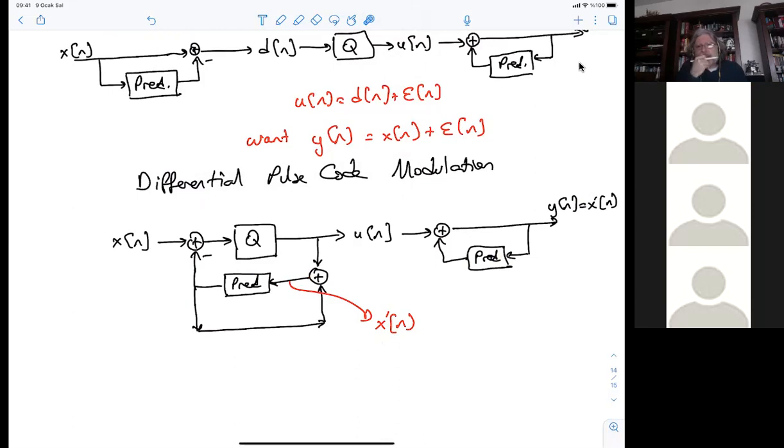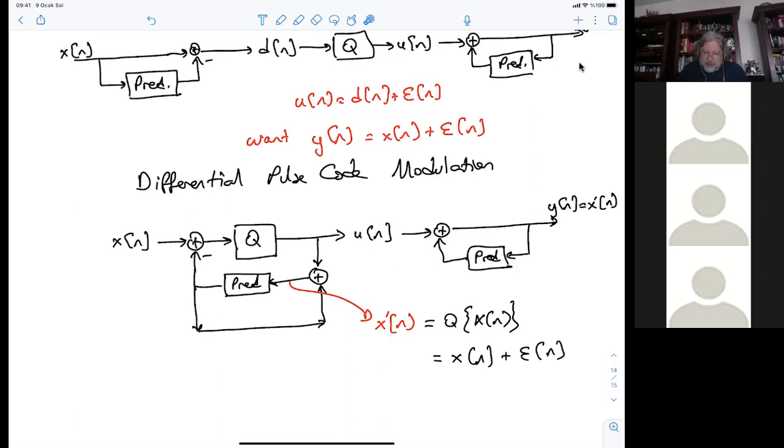So what does this make? It makes a quantized version of the input, quantized version of x of n, which is something like x of n plus a quantization error. And that quantization error is the quantization error that makes this. But that's what we already wanted. We wanted y of n to be equal to x of n plus the quantization error. So this overall scheme lets you do that.